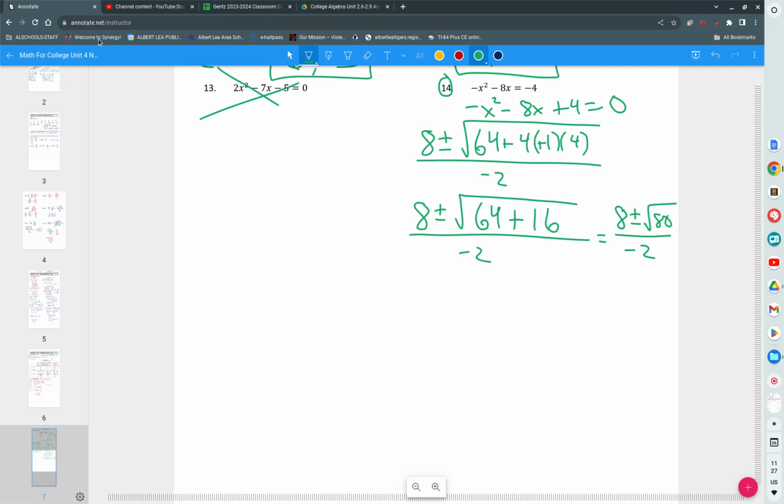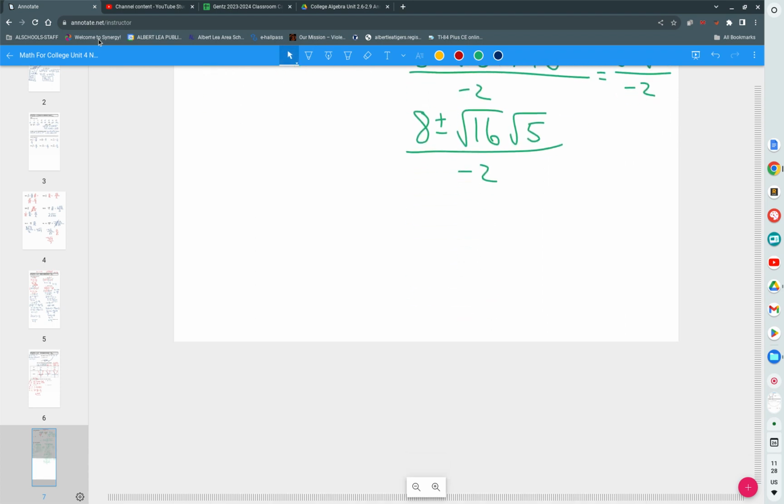16 is the best one. If you chose 4, you'll just have to do it twice. 4 goes in twice. Okay? But 16 is the best choice. So I've got 8 plus or minus the square root of 16 and the square root of 5, all divided by negative 2. Or 8 plus or minus 4 roots of 5 divided by negative 2.